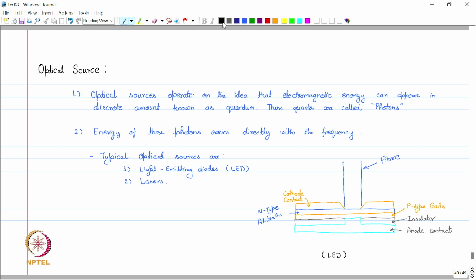These photons will be generated at this layer between the gallium arsenide layer and the aluminum gallium arsenide layer, and these photons will be traveling this way, and then they will travel within this optical fiber. Let us say this photon generates here and travels this way. So, all these photons are generated between this p type gallium arsenide layer and n type aluminum gallium arsenide layer.